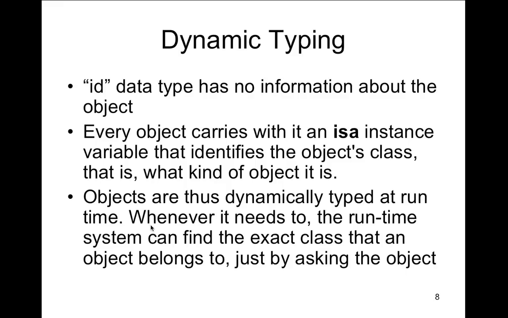We also have what's called dynamic typing, and this is identical to the dynamic version of C++. If you go new this, new that, and you create new objects, it's dynamically bound. So the ID data type has no information about the object. So every object carries with it an isa instance variable. It's an instance variable that identifies the object's class. That is, what kind of object is it? The true implementation of it in C++ exists, but we don't have an isa instance sort of utility to it in C++.